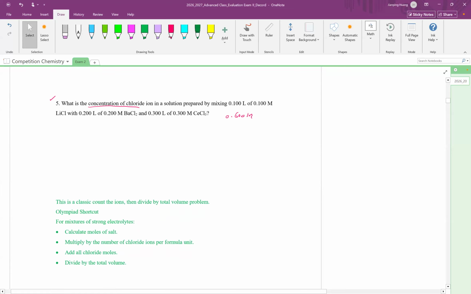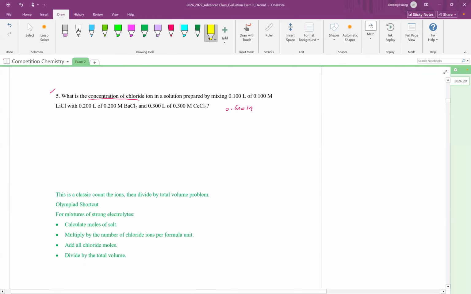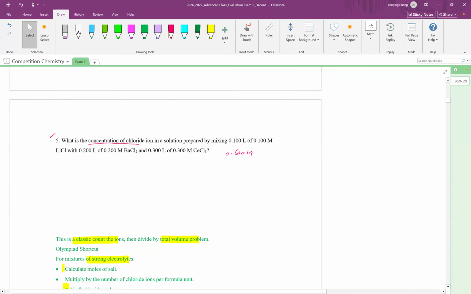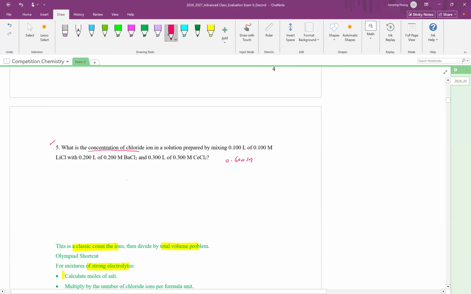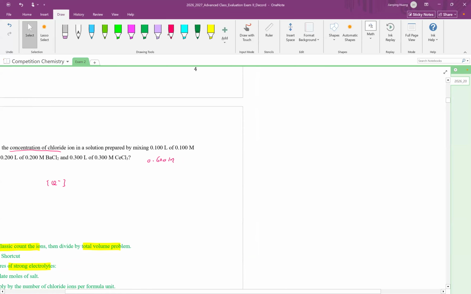And I use what? So here, what I learned from here, this is a classical count of ions. You divide the total volume. For mixture of strong electrolyte, you calculate the mole. Then you add the mole, you divide the total volume. That's the way. However, there's one simple way to do that. One simple way, which is, I said weighted. Basically like what we calculate.